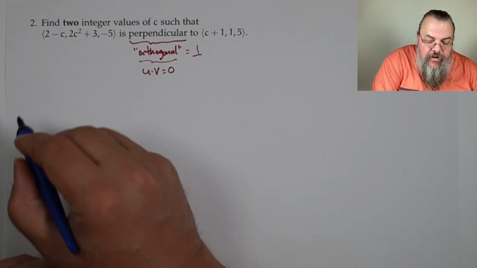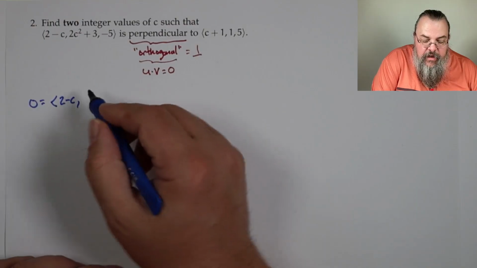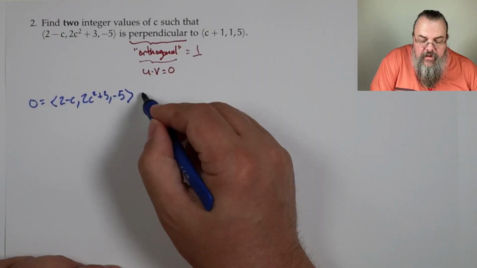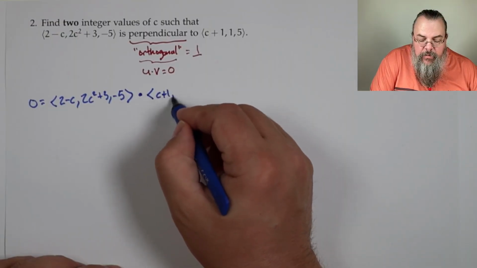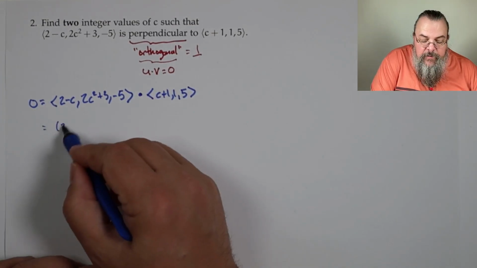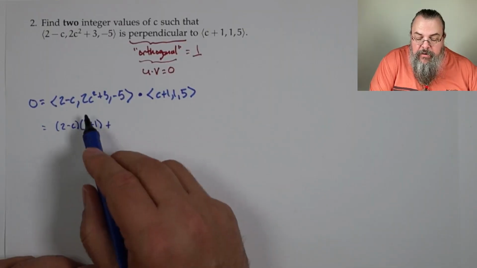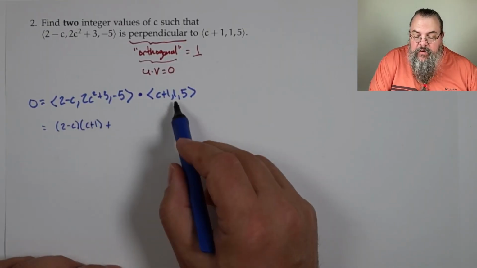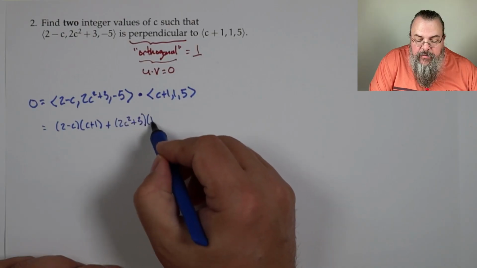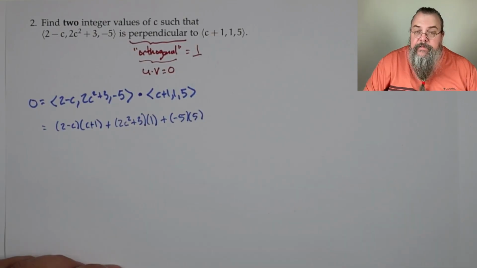So we're going to set 0 equal to (2 minus c, 2c squared plus 3, negative 5) dot (c plus 1, 1, 5). Okay, so take the product of the first terms, 2 minus c times c plus 1. Add the product of the second terms. Well, that's a 1, which makes it very easy to take the product: 2c squared plus 3 times 1. And add the product of the last terms, negative 5 and 5.